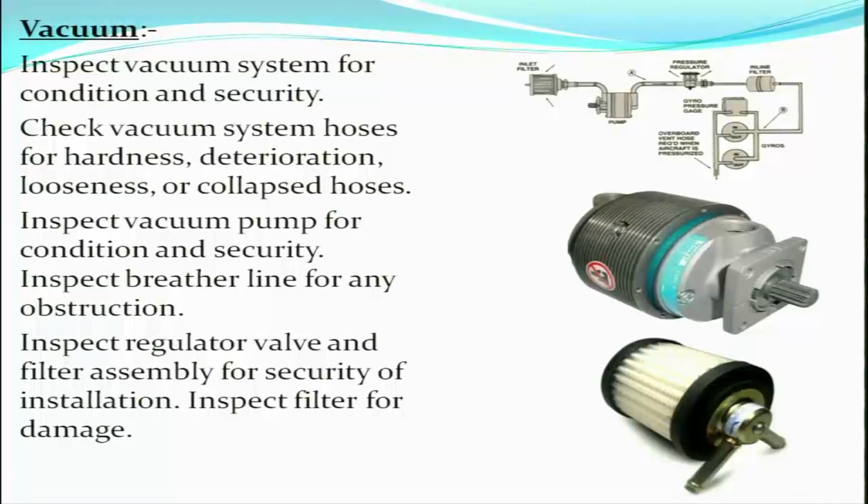Inspect the breather lines for any obstruction. There is a breather line attached to the vacuum system. That breather line is to be inspected for any obstruction. Inspect the regulator valve and filter assembly for security of installation. Inspect filter for damage. As part of the vacuum system, there are two types of filters installed. One is the central air filter and another is the regulator valve filter. Both the filters are inspected for security of installation.